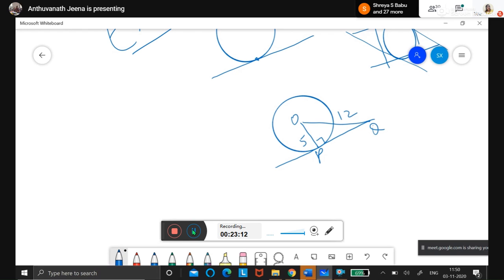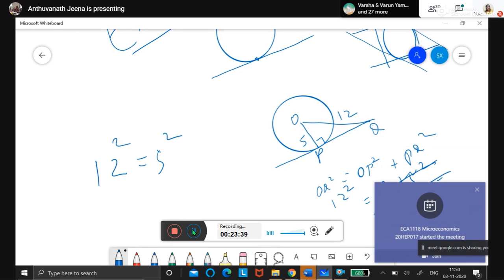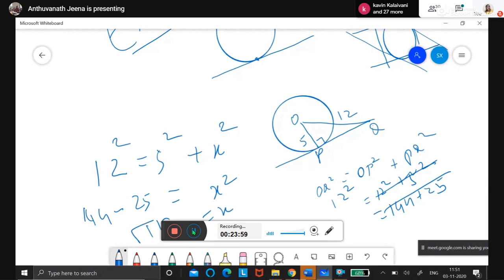Pythagoras theorem. What is Pythagoras theorem? OQ square is equal to OP square plus PQ square. So 12 square is equal to 5 square plus PQ square, which is x square. Find out x square. 12 square is 144, minus 25 is 119. So x is equal to square root of 119 is the answer.